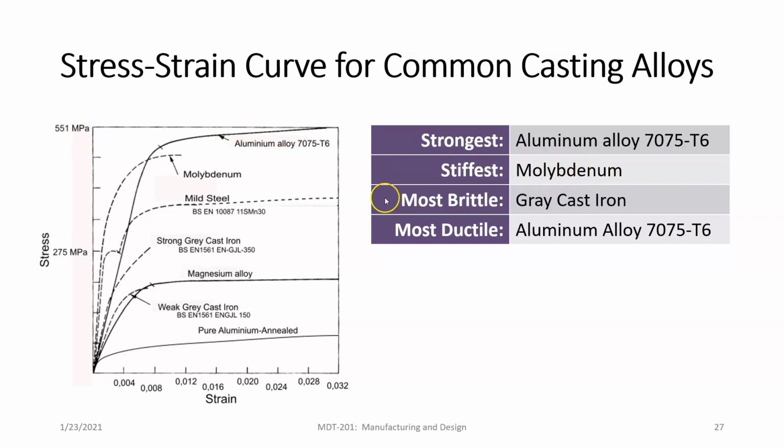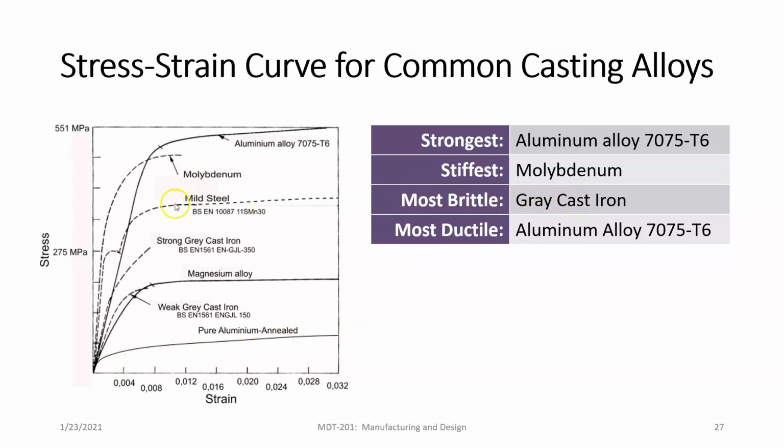The stiffest is molybdenum. Where is molybdenum? Right here. So that means that it's going to bend and bend, and notice the elastic region is relatively straight. So it's going to be very, very stiff, very, very hard to bend. But then when we do bend it, it's going to fracture. So a more vertical elastic region means it's stiffer. It's not going to bend, right?